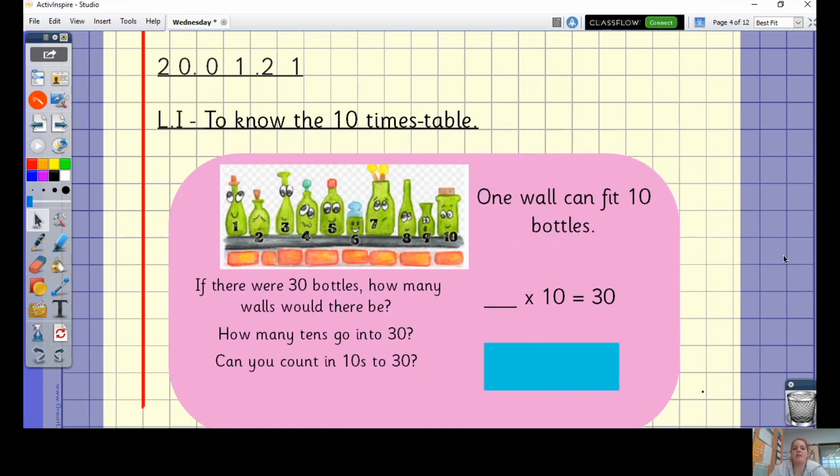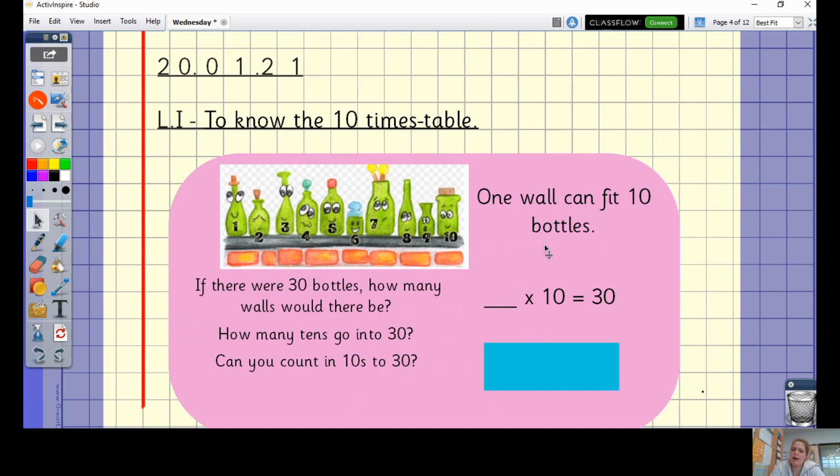Okay, another picture now then. So we've got some bottles that are on a wall. Now, we've got a fact here. One wall can only fit 10 bottles on it. So we want to know how many walls we would need. So if there were 30 bottles, how many walls would there be? How many walls would we need to fit 30 bottles?